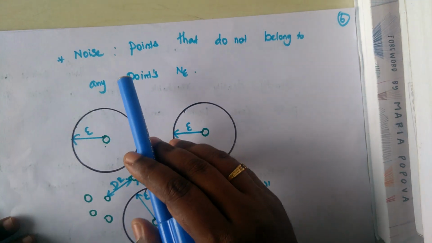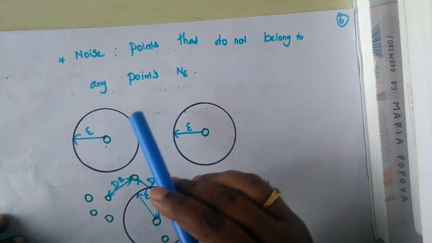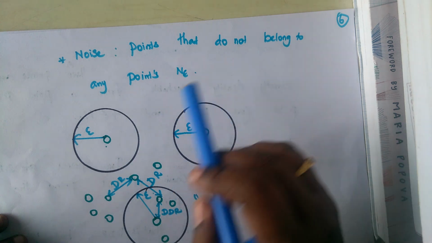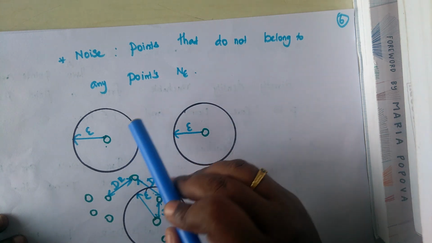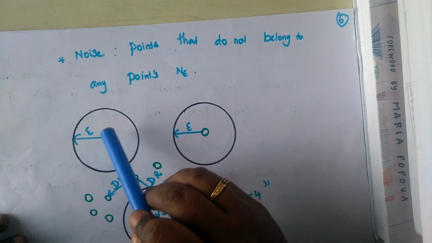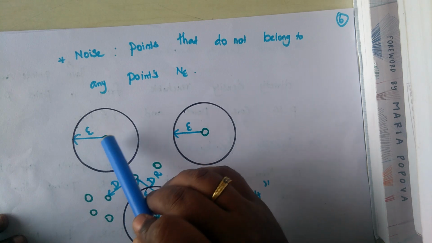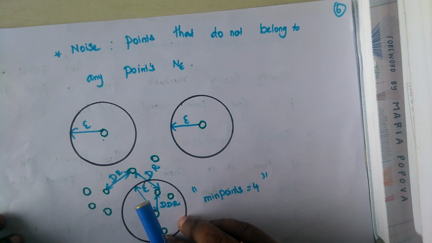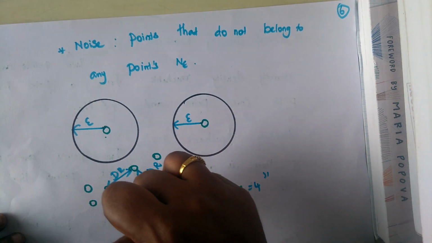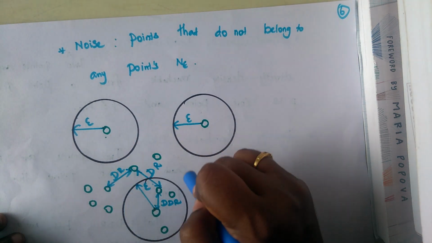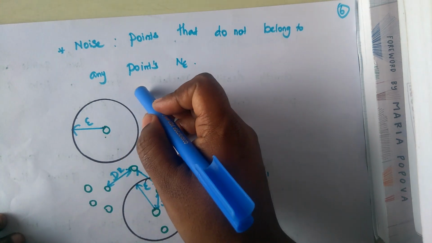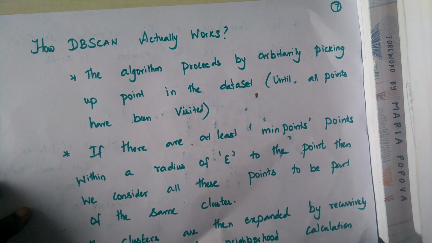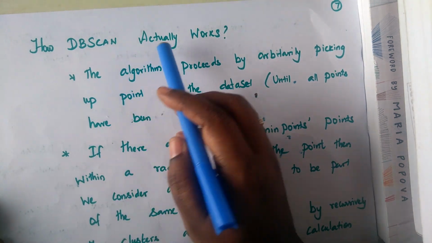There is one more category called noise, which does not come into the category of either core point or border point, and which will not have any other points except itself. So it is an outlier. This is how the algorithm handles the noise data. It will not be pulled into the cluster formed by the core points and the border points. It is eliminated, and that's how it handles the noisy data. This is how the DBSCAN algorithm works.